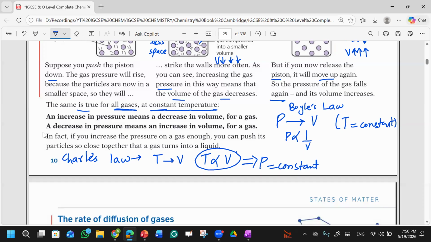Have you ever seen a pressure cooker in which moms sometimes cook food? What happens in that? Basically, you are heating it, right? When you are heating it, what will happen? The pressure inside will increase. So how will that pressure cooker help the food to cook? Can you explain this? Think about it.